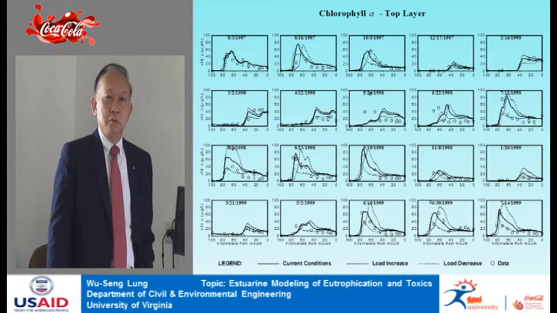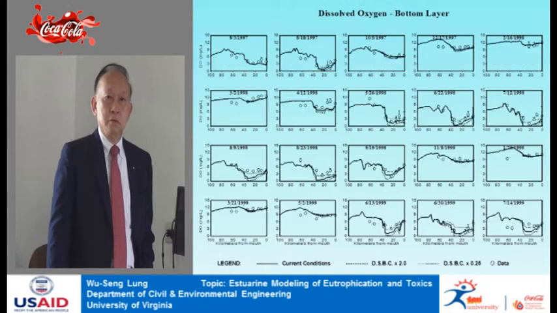Current condition, load increase, load decrease. The model is very responding, you see, for chlorophyll A. That's not surprising. That's what we experienced earlier. See, when we look at dissolved oxygen, not so on current condition, but until we change this downstream boundary condition that we can have.